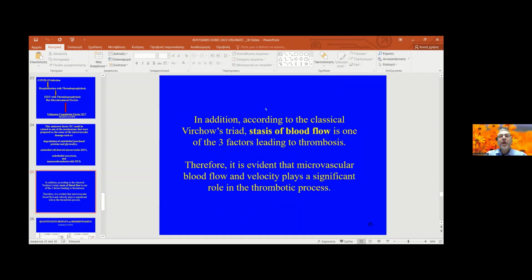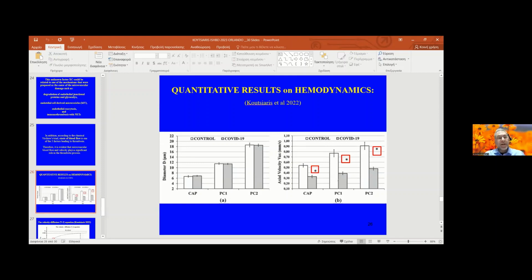In addition, according to the classical Virchow's triad, stasis of blood flow is one of the 3 factors leading to thrombosis. Therefore, it is evident that microvascular blood flow velocity plays a significant role in the thrombotic process. And these are our results concerning hemodynamics. The diagram on the left is for diameter, and the diagram on the right is for axial velocity.